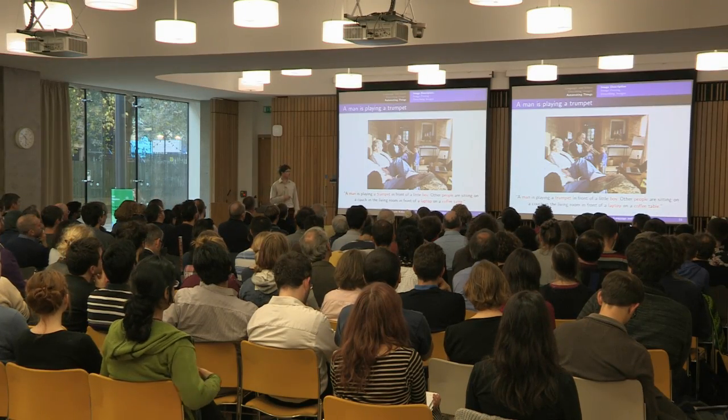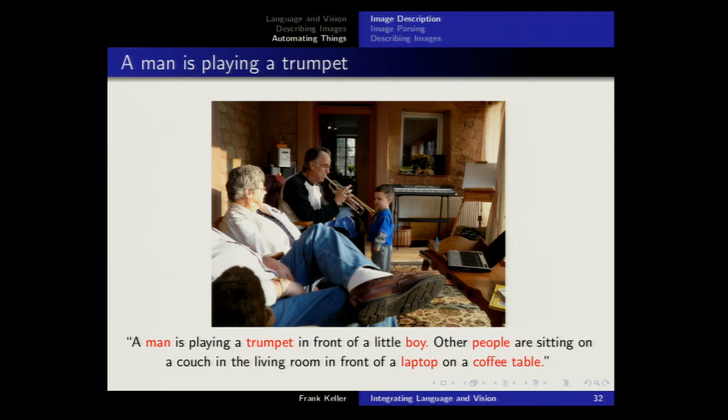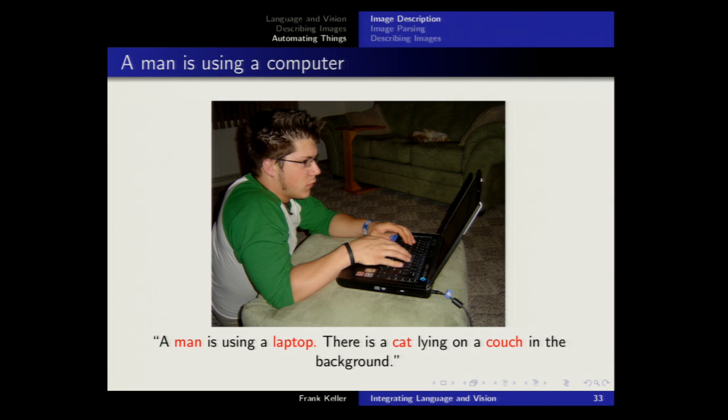Is there reason to believe that that's true? Well, let's look at two examples. So here we have an object. Again, this is a human-generated description of the image. I've highlighted the reference here, man, trumpet, boy, and so on. And the main description of the action going on is a man is playing a trumpet in front of a little boy. Here we have some of the same objects.